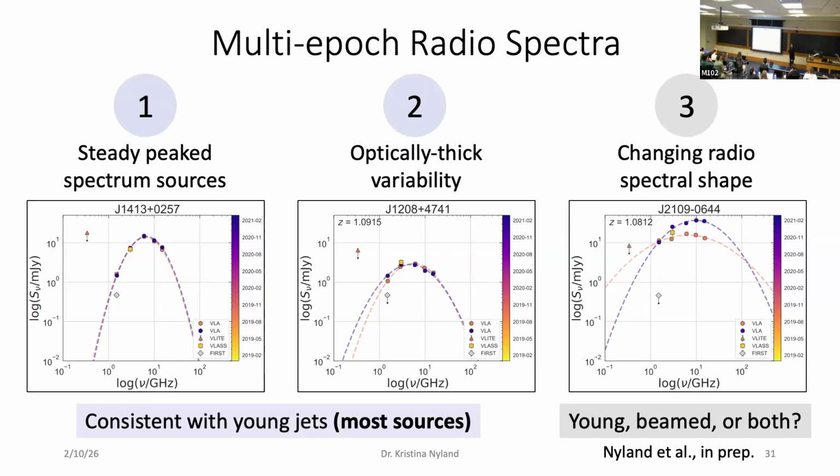So I guess the takeaway from this is that I think this helps confirm that most of the sources are consistent with being young. And we've really got maybe 1 or 2 interlopers that might be beamed.